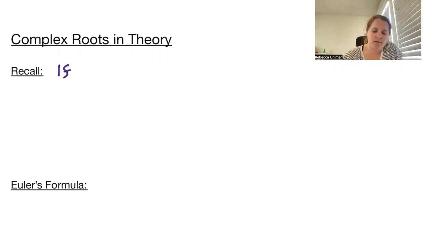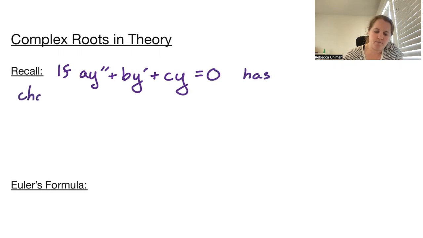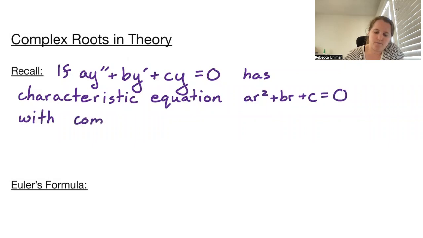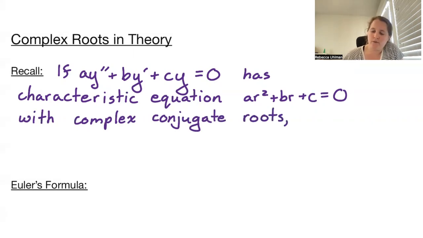So recall, if ay double prime plus by prime plus cy equals 0 has characteristic equation ar squared plus br plus c equals 0 with complex conjugate roots, then we have complex conjugate roots r equals u plus or minus iv. Then we have complex valued solutions.